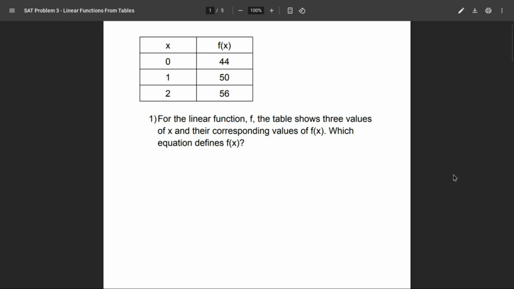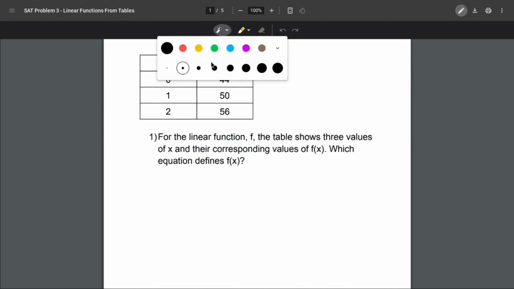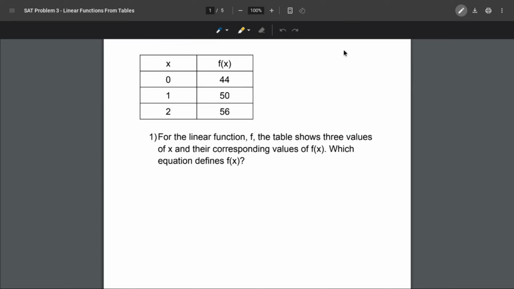All right, so let's look at problem 1 here. We're given a table with x and f of x values. X values are 0, 1, and 2. And then we start with an f of x value of 44. So from this, we can say that our y-intercept here is going to be 44. So it's going to be 44 here. And that's really our b value if we're having our function in slope-intercept form, which would be f of x equals mx plus b.